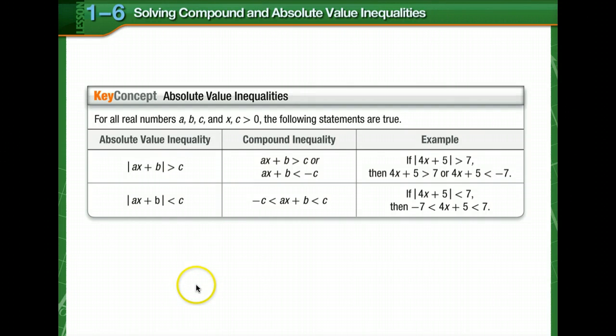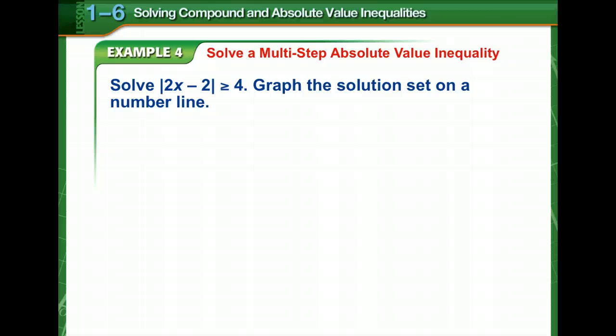We have another key concept about absolute value inequalities. An absolute value inequality can be solved by rewriting it as a compound inequality. Let's take a look and see what that means. We're going to solve a multi-step absolute value inequality, and then we're going to graph the solution set on a number line.